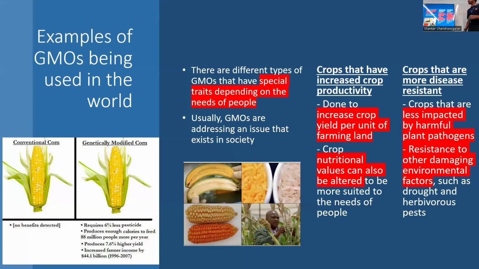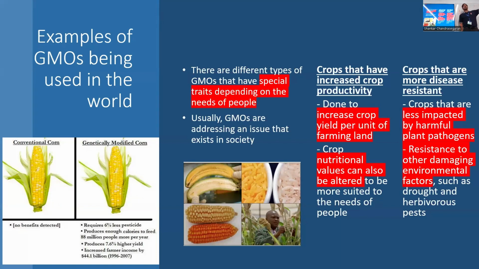So there are different types of GMOs that have traits depending on the needs of the people, like I said, right? There are two types that we need to discuss specifically. These are the ones that will probably be included in your test. There are crops that have been modified such that they have an increased crop productivity. There are crops that have been modified such that they are more disease resistant. By increasing the crop productivity, the crops will make more food per unit of farming land. Another thing we can do is also increase the nutritional value.